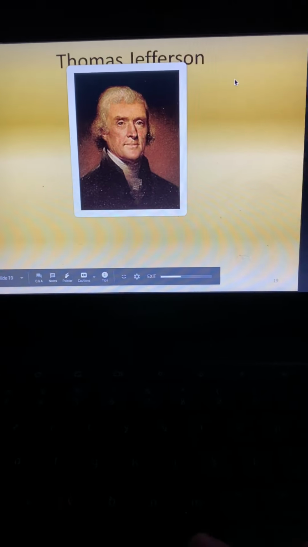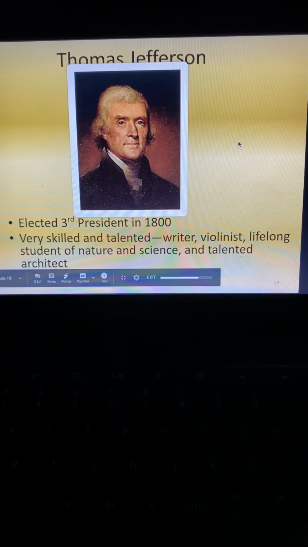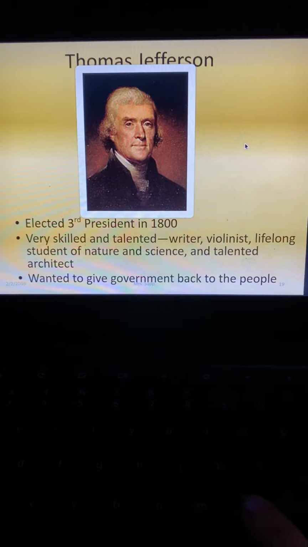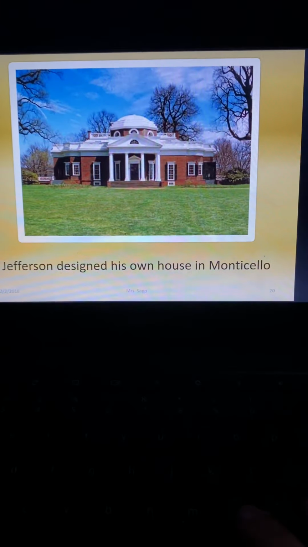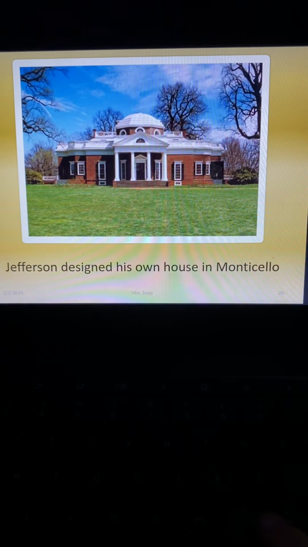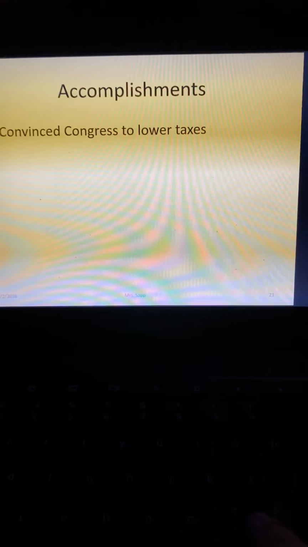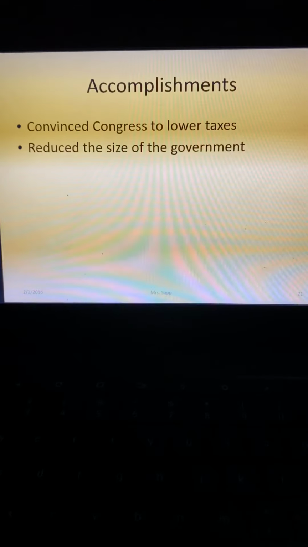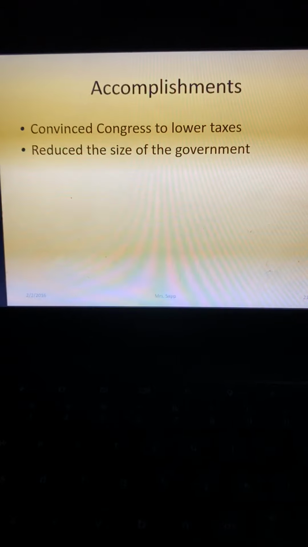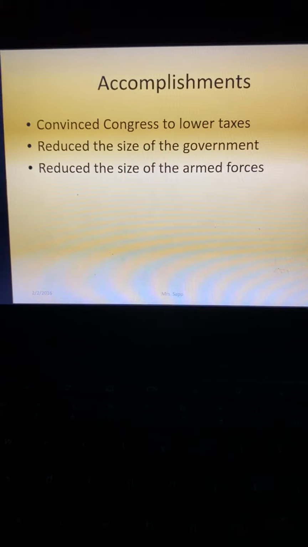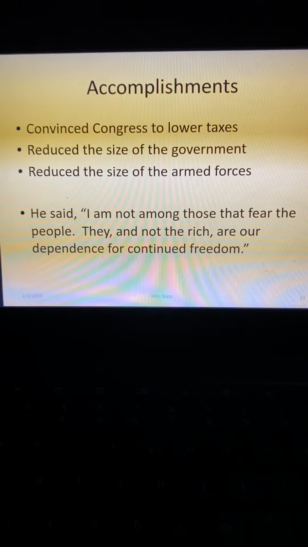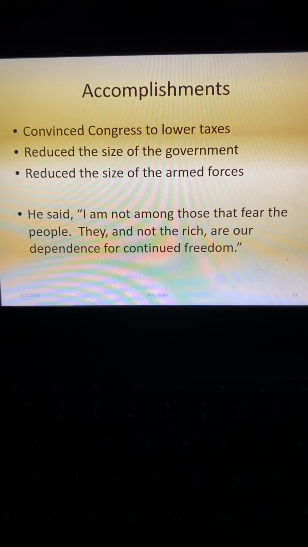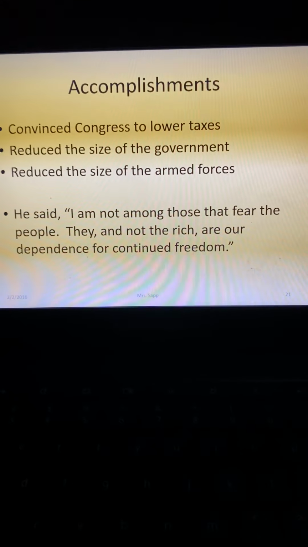Okay, so Thomas Jefferson, third president. We know a lot about him. He did not choose to live in the White House. He had his own home on Monticello, and that's a beautiful home. But he didn't live in the White House. He convinced Congress to lower taxes. He reduced the size of the government, because remember, he didn't want a strong government. He reduced the size of the armed forces. And he said, "I'm not among those that fear the people. They, and not the rich, are our dependents for continued freedom."